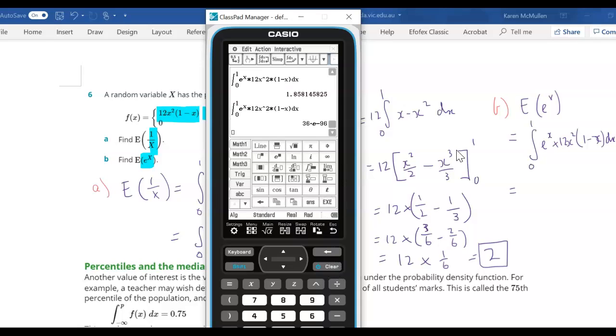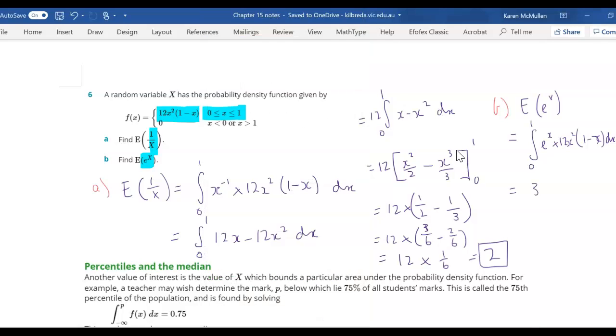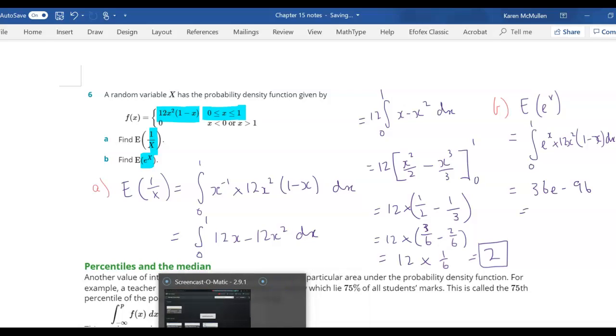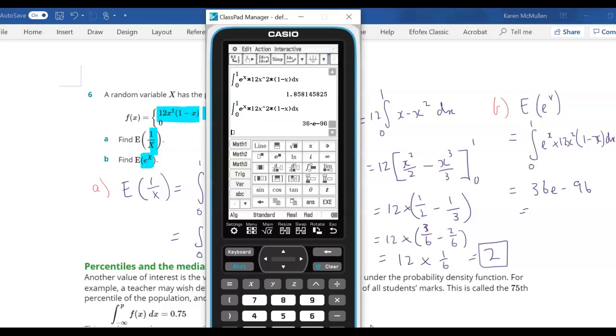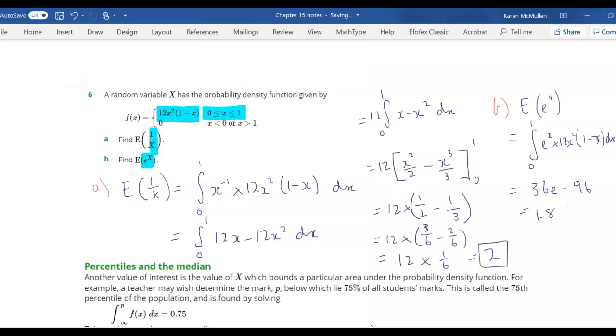Okay, so it's 36e minus 96. And if we were to write that from a calculator to 4 decimal places, 1.8581. All right, so we'll just leave that as exact value or its approximate value as well.